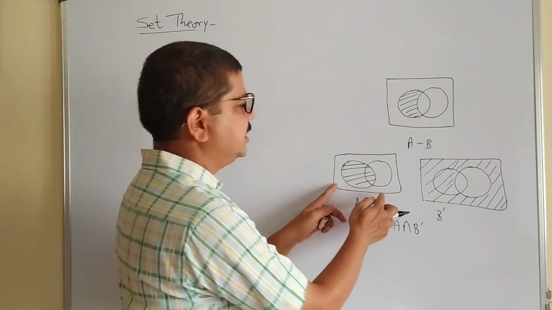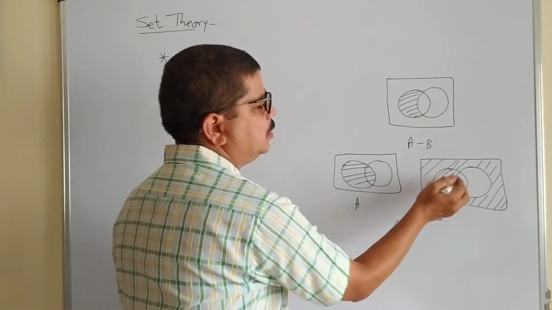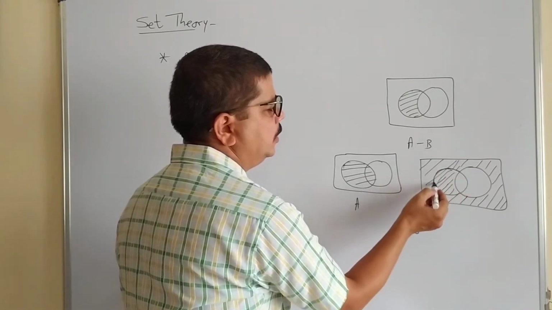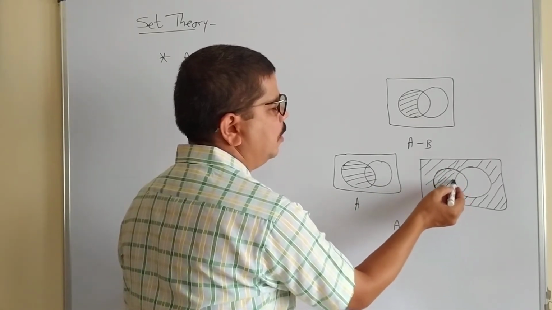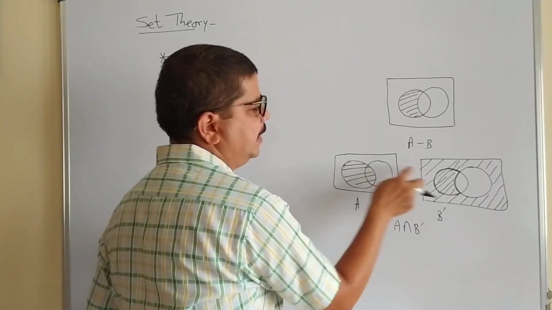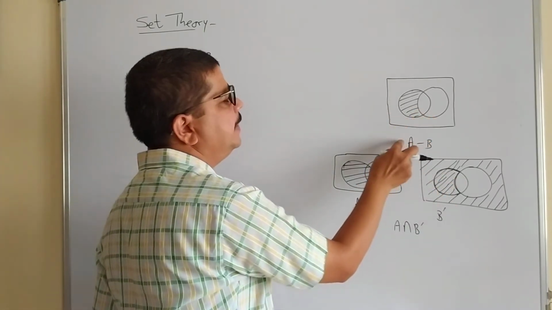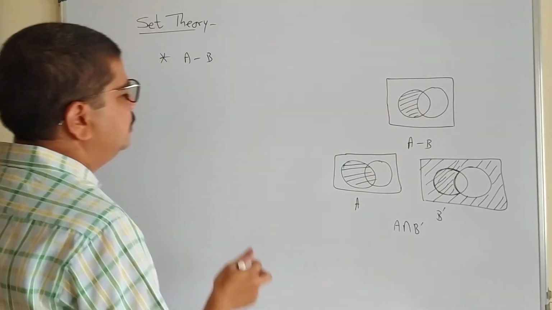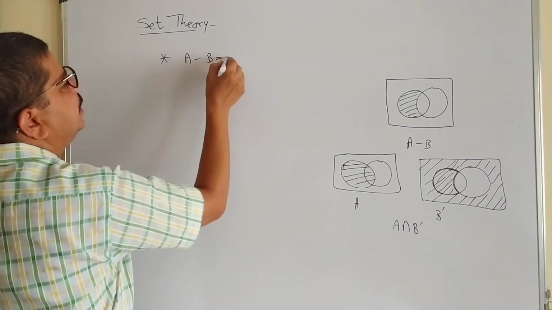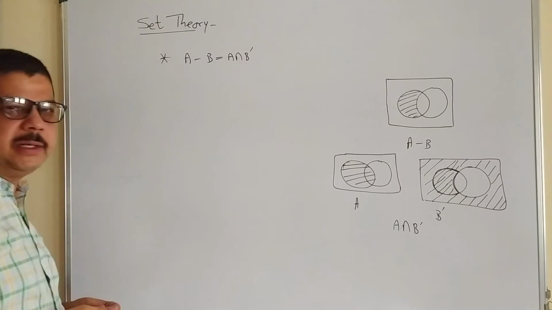अगर हम दोनों का इंटरसेक्शन करते हैं, देखिए इंटरसेक्शन का मतलब दोनों में कॉमन, तो कॉमन पोर्शन कौन सा दिखाई दे रहा है हमें? This portion is common to both. This is shaded here, but not here. So this portion is exactly what A minus B is. So A minus B equal to A intersection B complement.